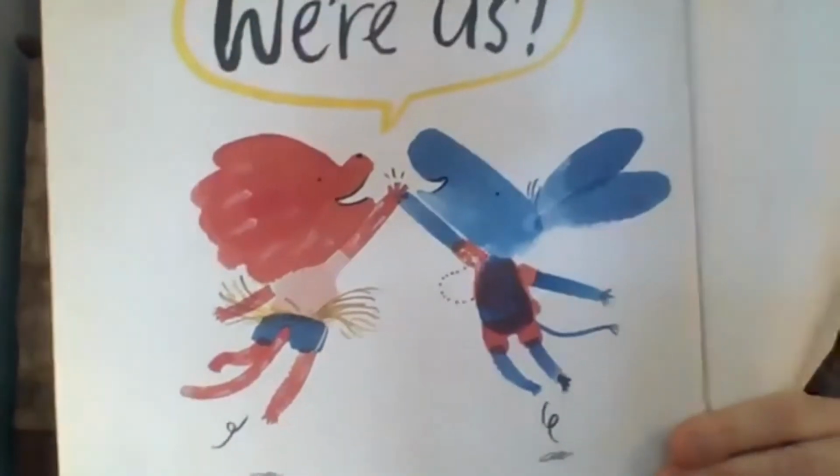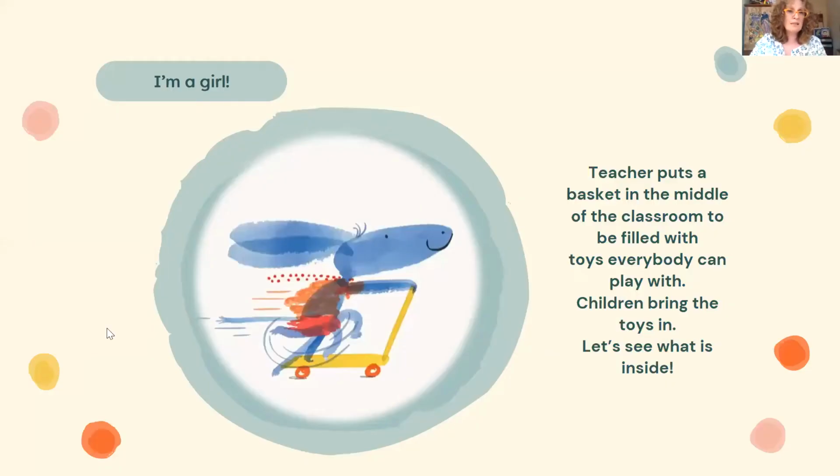We are us. So this story has a lot to do with the right children have to be who they want to be, who they feel they are. So for this book, the activity we thought of is a very simple one, which is putting a basket in the middle of the classroom to be filled with toys everybody can play with. So children bring the toys in, and then we look at what is inside. And what happens is that all sorts of toys come in, and we are challenging the gender stereotyping of colors and toys for boys or girls, yes? And also the ambiguity of this character is something to work with in class.